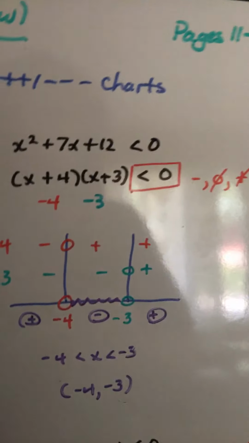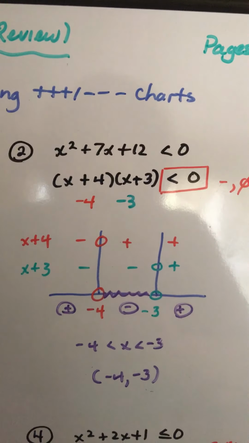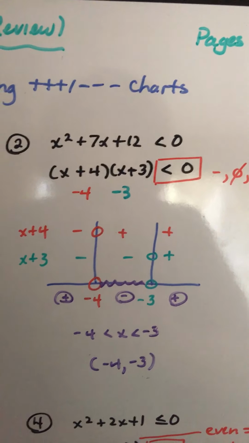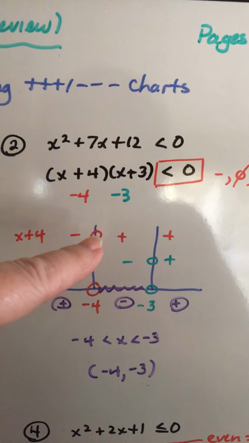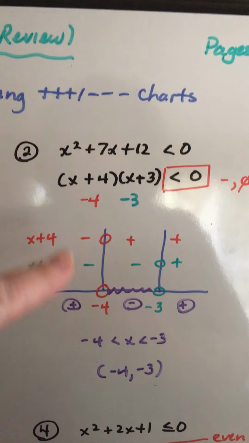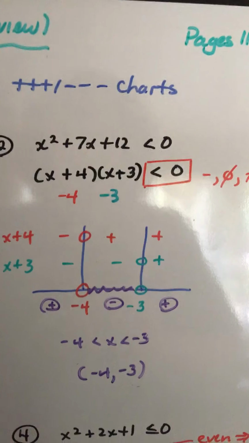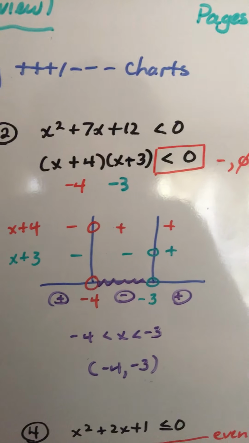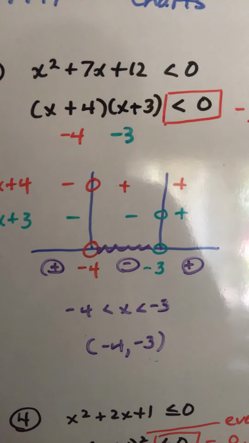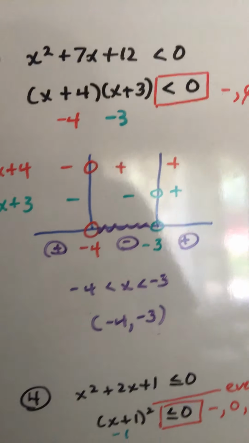Question 2 is similar. Again, I factor it, only this time I say strictly less than 0, which means negative. So negative 4 makes it 0, negative 3 makes it 0. The product, again, positive, negative, positive. I don't want the zeros, I just want the negative. So my answer is negative 4 is less than x, which is less than negative 3.